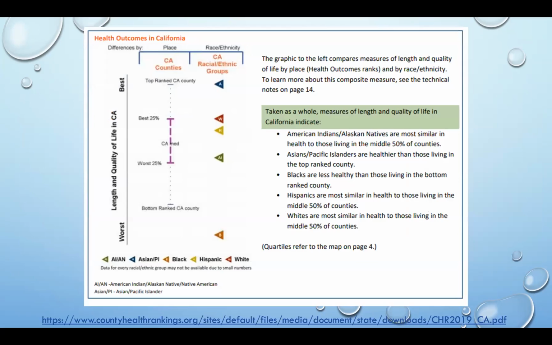And just graphically, I know it might be hard to see, you can download the report, but as far as the length and quality of life in California, Black populations do rank among the worst by far, followed by American Indian, Alaska Native, then Hispanic and white.